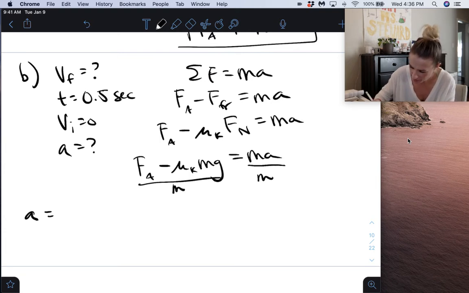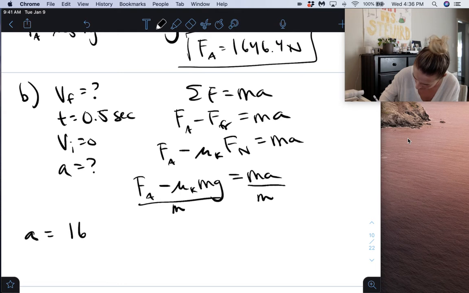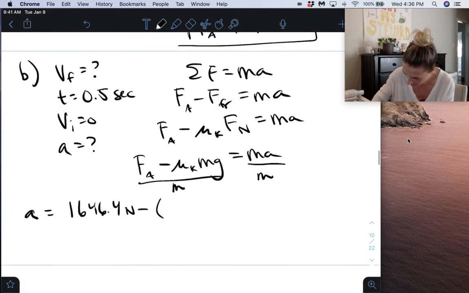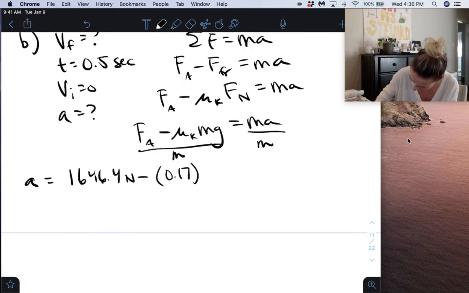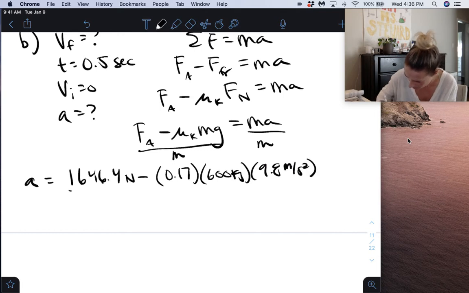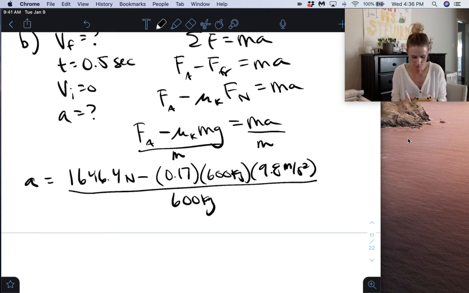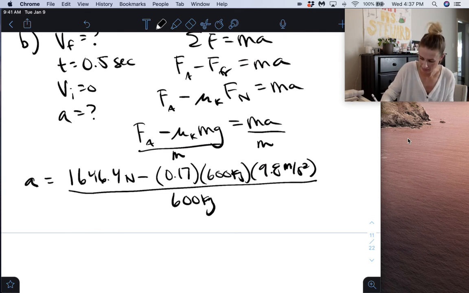So acceleration, we get applied force, which we just found was 1,646.4 newtons, minus mu kinetic, which was 0.17, times the mass of the crate, 600 kilograms, times the acceleration of gravity, 9.8 meters per second squared, all divided by the mass of the crate, 600 kilograms. So we end up getting 1.078 meters per second squared.